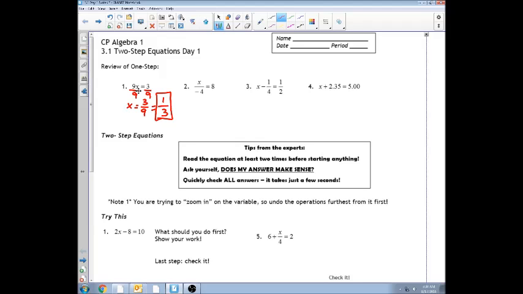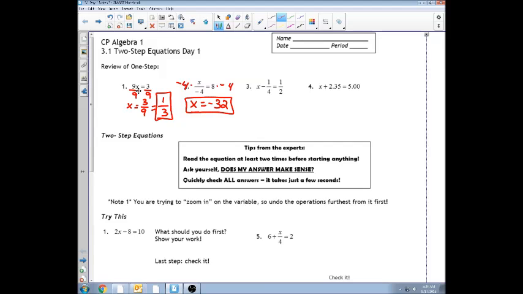Okay. Number 2, we need to do the same thing. We have to use the opposite operation in order to get x by itself. So I'm going to go ahead and multiply by -4 on both sides. That would give me x equals -32.